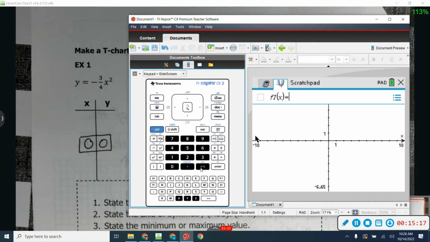So now I'm going to do a negative. Remember to get a fraction, Control divide. And then you can type your 3/4 x squared. Y'all good typing that in? Okay. And then Control T.